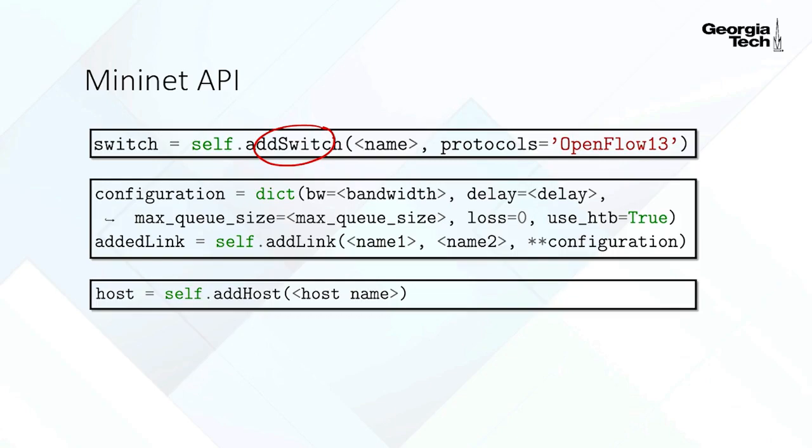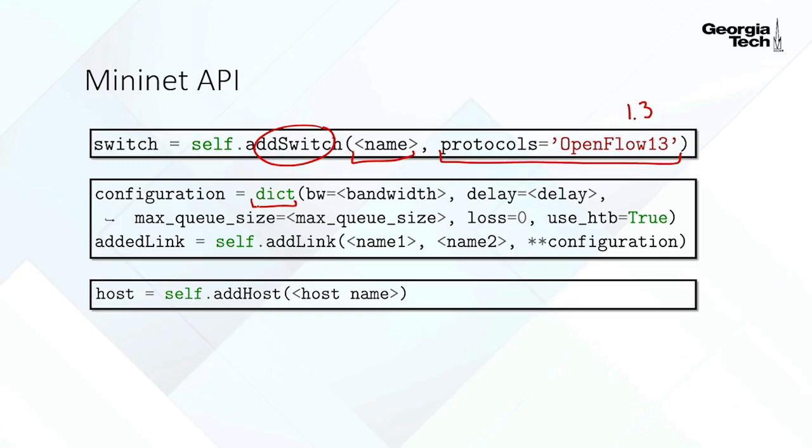This basically tells Mininet to create a switch with a given name and using a specific protocol. For our case, we're going to be using OpenFlow 1.3. So that's the reason why we have this OpenFlow 13. Then you need to be able to create links between the different elements in the system.